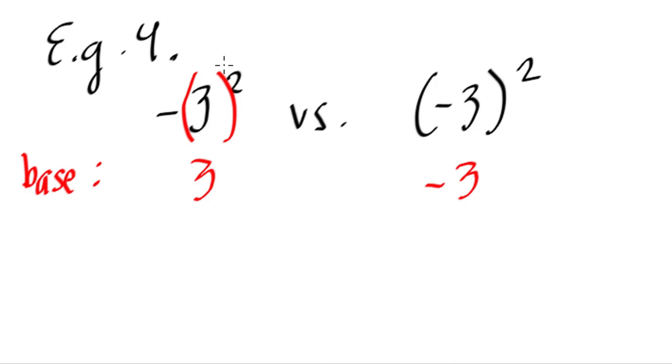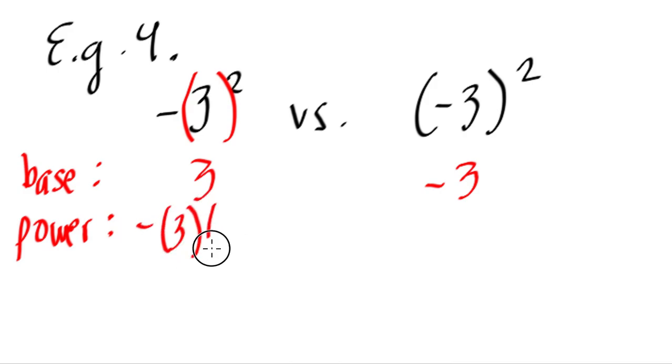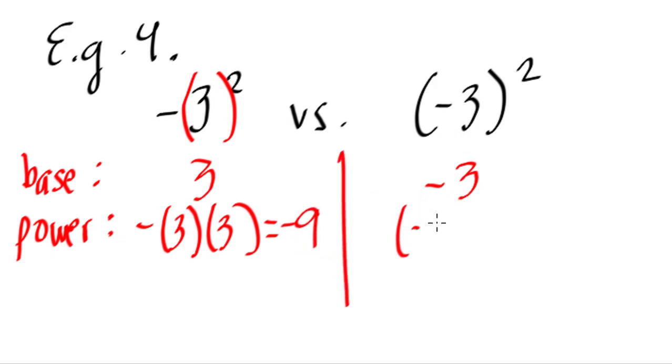Since they have the same exponent, what will be the answer here? What is the power? The exponent is 2 for both. So here we solve it as 3 times 3, which is 9, times negative 1, giving us negative 9. Here, the power is negative 3 times negative 3, which gives us positive 9. And the answer is that.